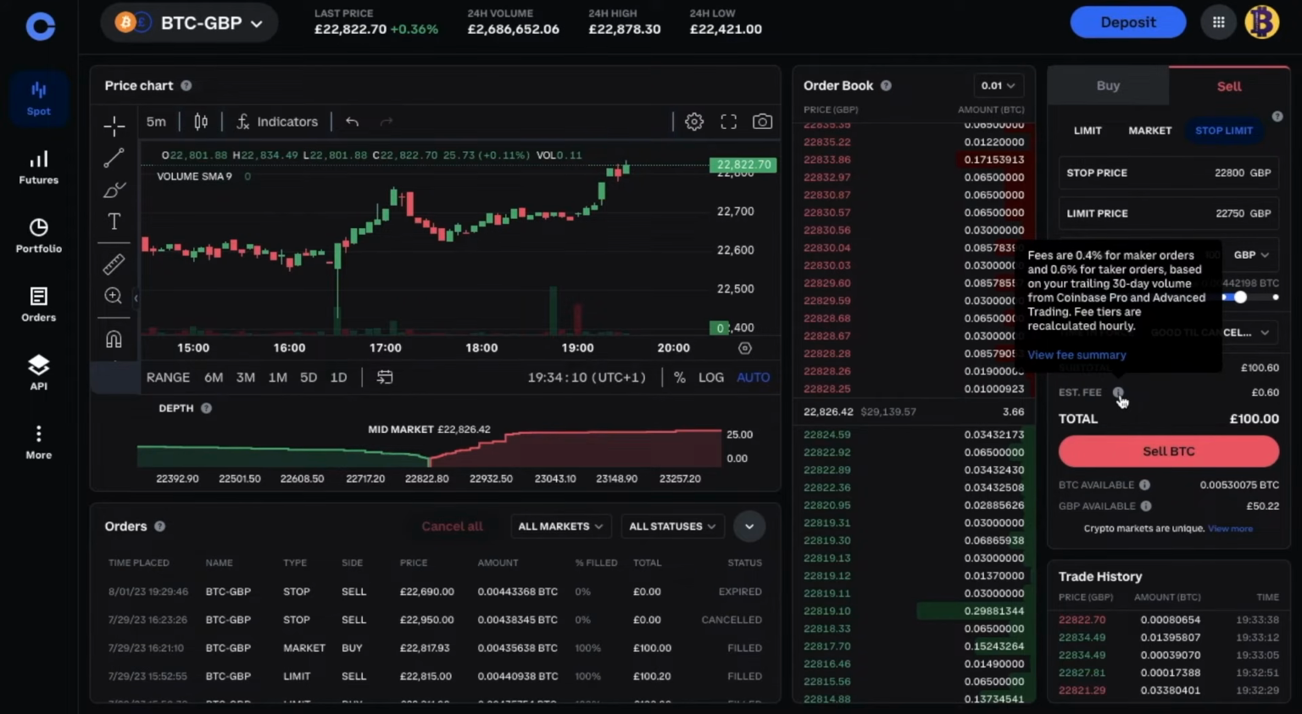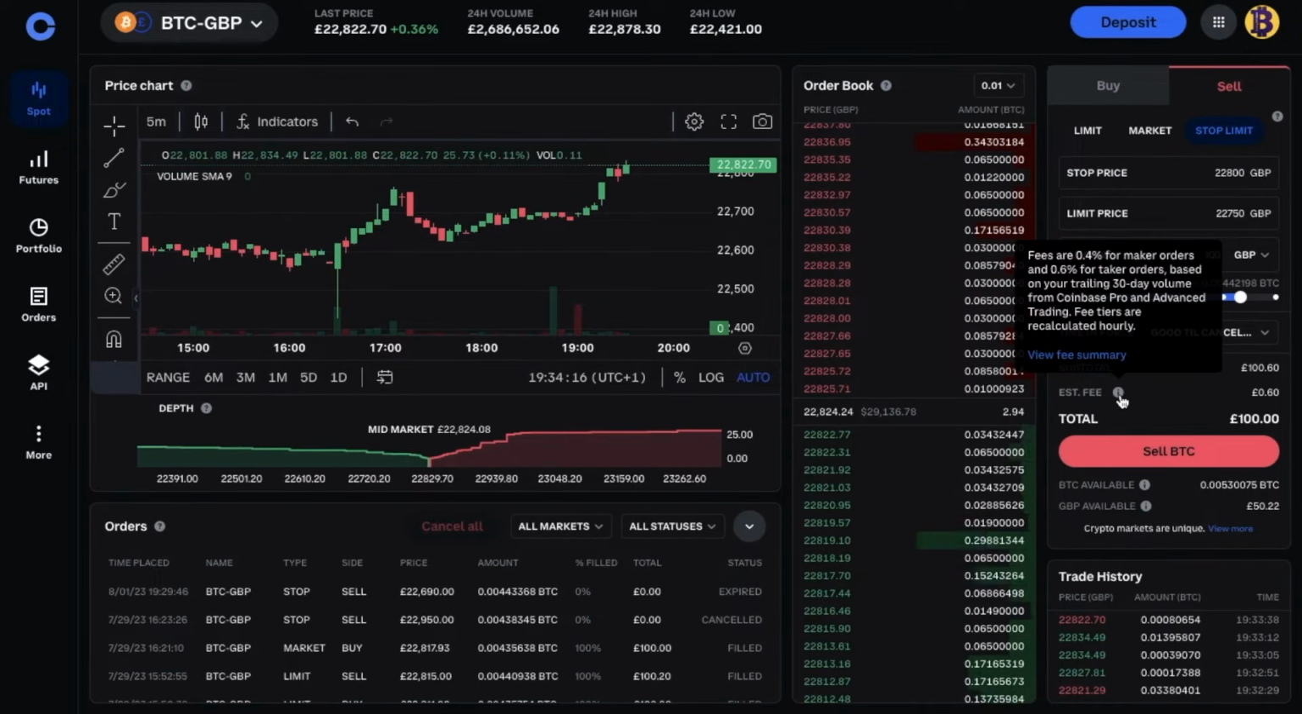A taker of the market pays 0.6%, and this is someone who places an order that is automatically matched on the order book, because you are taking the current market price. Whereas the maker of the market pays less, at 0.4%. They're placing an order that is not automatically matched, and essentially this user is making the market.